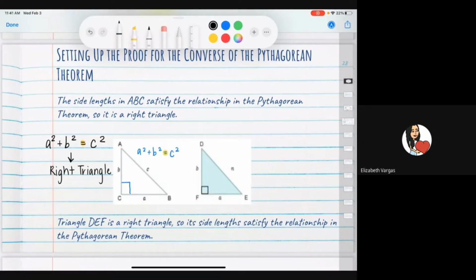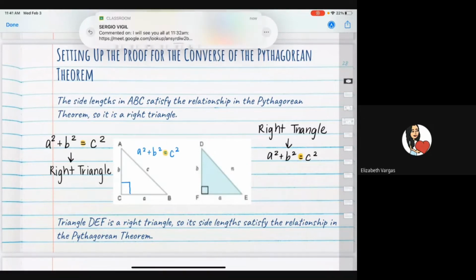And then once we know that it's a right triangle, well, then we can go backwards. And if we're missing a certain angle or a certain side length, then we can use a squared plus b squared equals c squared to solve for that missing side length. Because if it's a right triangle, then the sum of a squared plus b squared must be equal to c squared. Okay, so that's the converse of our original theorem. Does anyone have any questions?